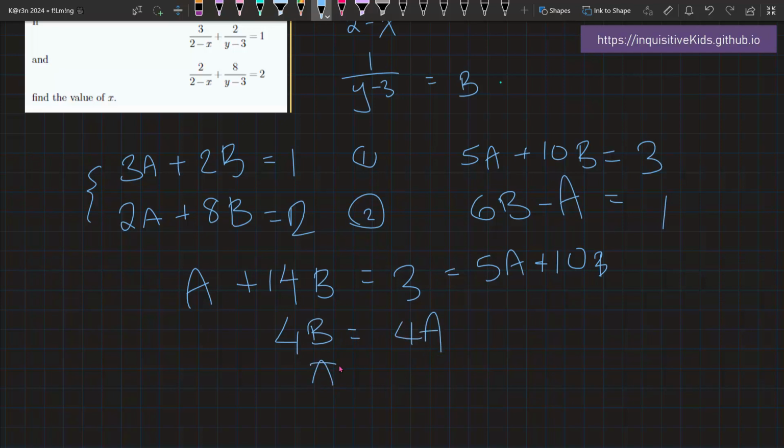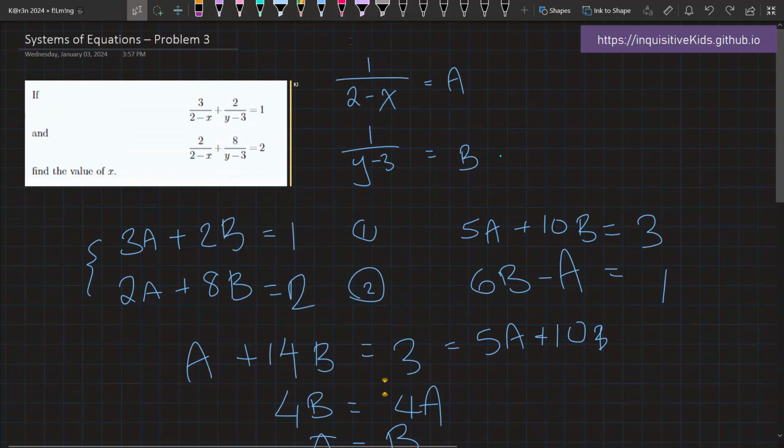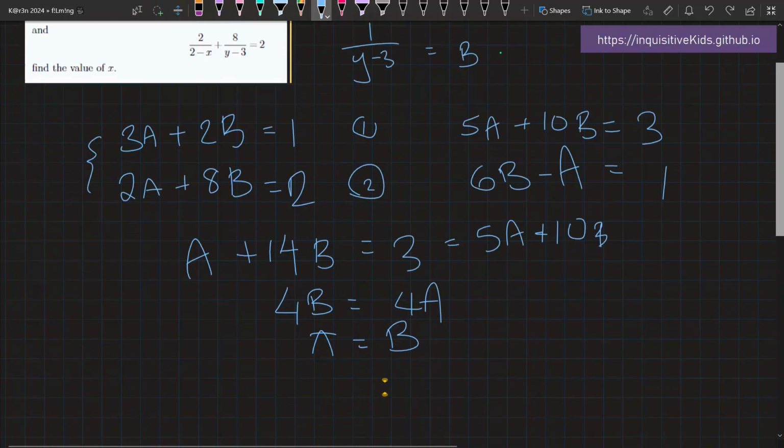Wait, so that means that a is equal to b, which means that they're actually the same variable, they have the same value, and we could interchange them throughout these equations. They're really the same variable. So now that we have that in, let's find out their actual values.